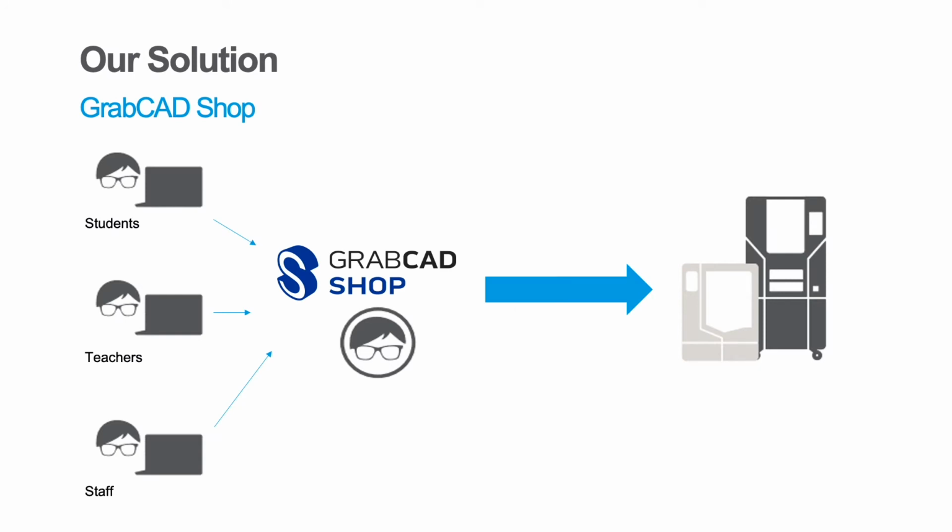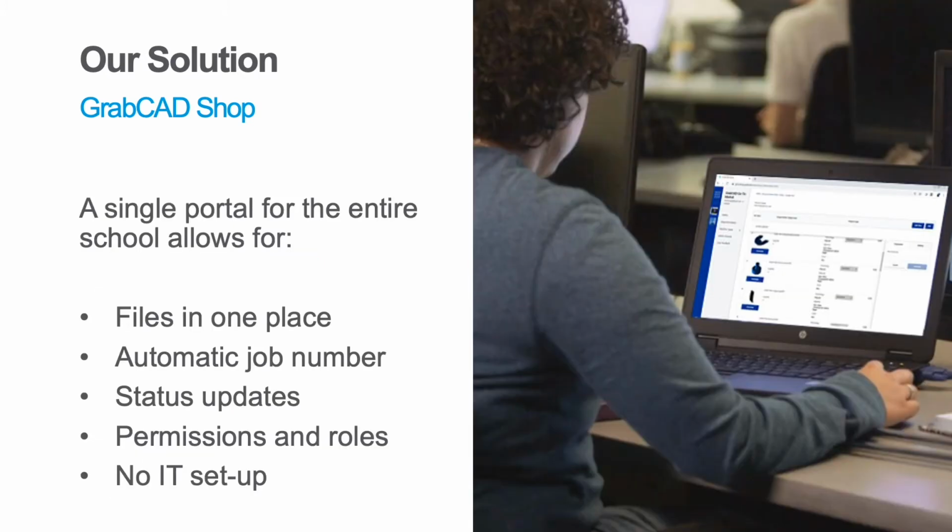So what we've created is GrabCAD Shop, a single online portal for everyone at the school to request prints through. This means all the files are in one place, securely backed up on the cloud. Every job gets an automatic job number for tracking purposes. And you can assign permissions and roles, so certain groups of teachers and students can use certain machines or materials. And best of all, there's no IT setup. You can set it up on your own in under 10 minutes. So let's see what it looks like.